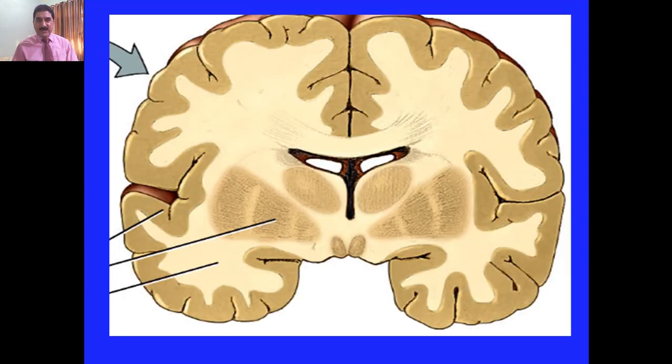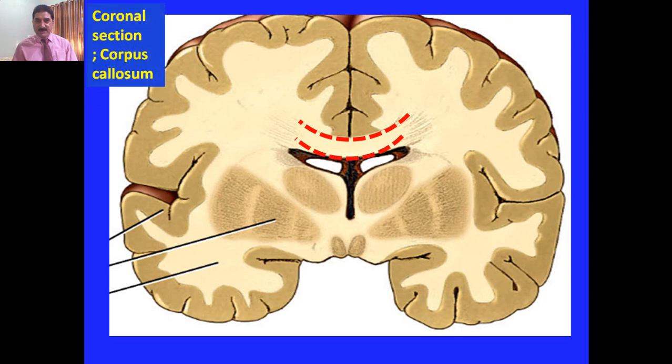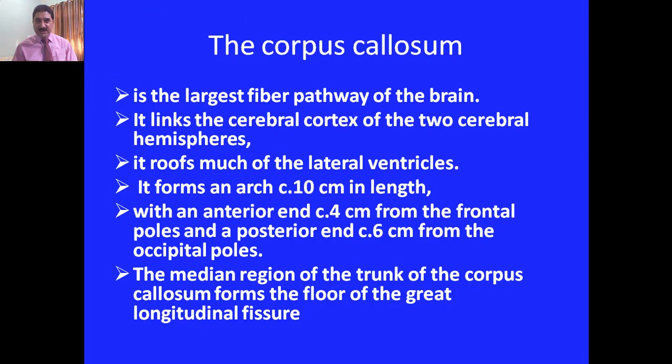Now the coronal incision cuts the cerebral hemispheres into two halves. These halves are connected by corpus callosum, as shown by these red dotted lines. The corpus callosum is the largest fiber pathway of the brain. It links the cerebral cortex of the two cerebral hemispheres. It roofs much of the lateral ventricle.